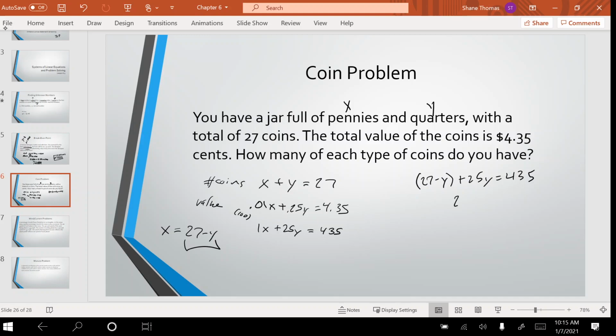Okay, combine like terms. I'm going to have 24y, and I'm going to subtract the 27 over. So I'm looking at 408. Okay, divide both sides by 24. Y is going to be 17. Is that right? So y is 17. Plug it back in over here. So x equals 27 minus 17. X is going to be 10.